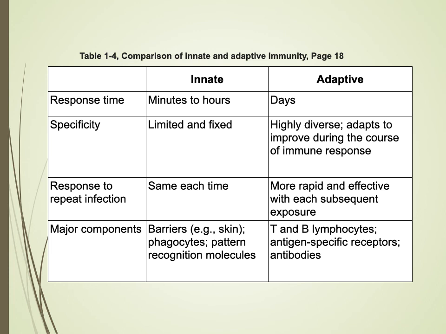This is a very nice table as you're trying to do an overview of the innate versus the adaptive system. Your innate response is going to be your first response. The response time is minutes to hours after being exposed to something that would lead to an immune response. So if you're exposed to a pathogen, within minutes or hours, your innate response will occur. Your adaptive is slower, so it's going to take days before it starts to respond.